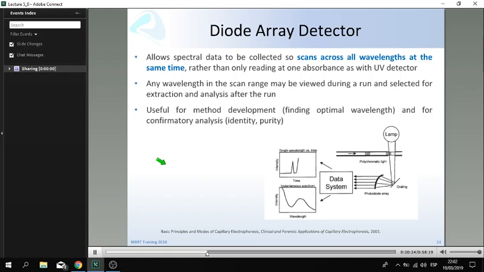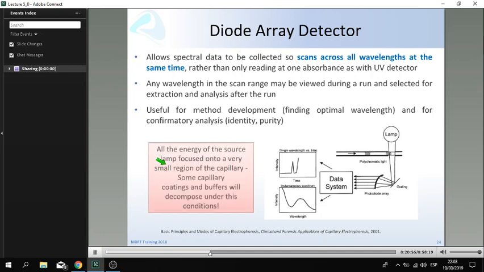And this is really useful for method development, for example, when you don't really know what would be the optimal wavelength for your sample. When you're still trying to figure it out, you scan over all the wavelengths and you see where your sample is absorbing the best. It's also good for confirmatory analysis, to confirm that something is of good purity, or to confirm identity, because you can scan across all the wavelengths. You get almost like a fingerprint, and then you can compare that with your reference standard.